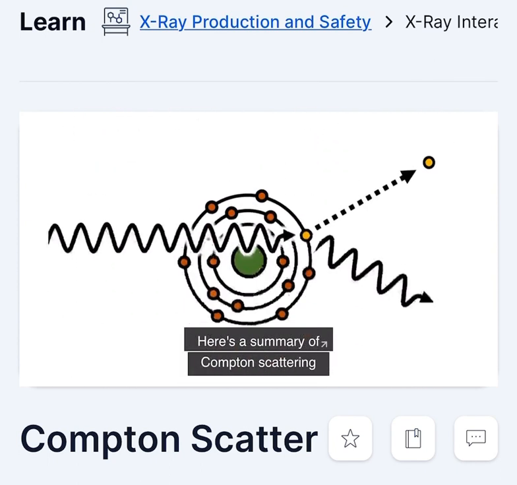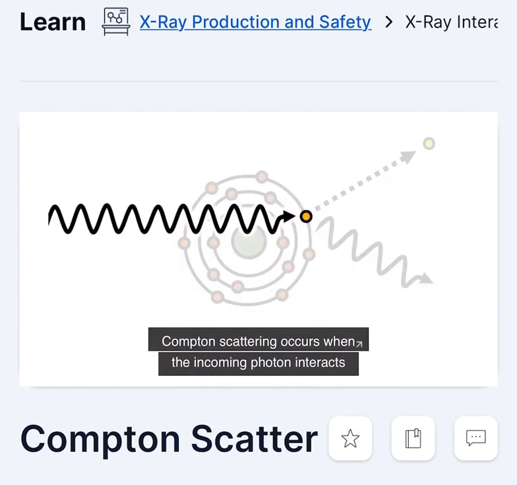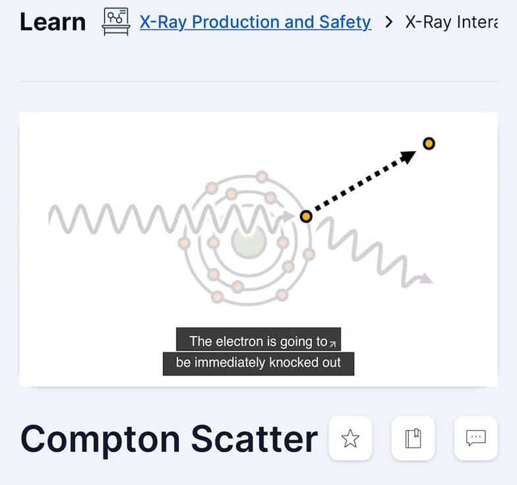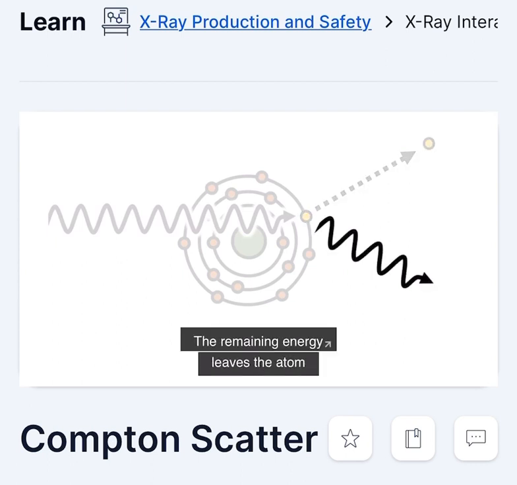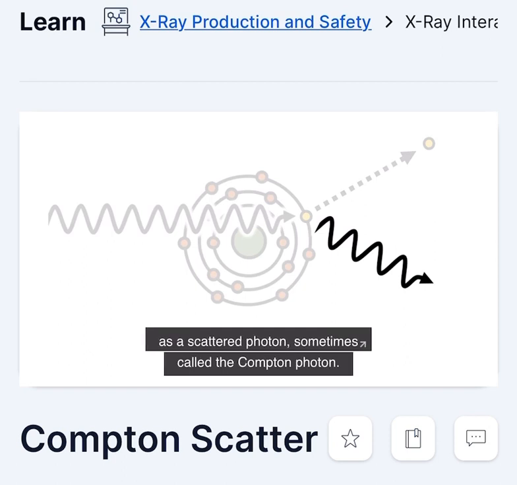Here's a summary of Compton scattering. Compton scattering occurs when the incoming photon interacts with a loosely bound outer shell electron. The electron is going to be immediately knocked out of its orbit. This process is called ionization, and the free electron is sometimes called the Compton electron. The remaining energy leaves the atom as a scattered photon, sometimes called the Compton photon.